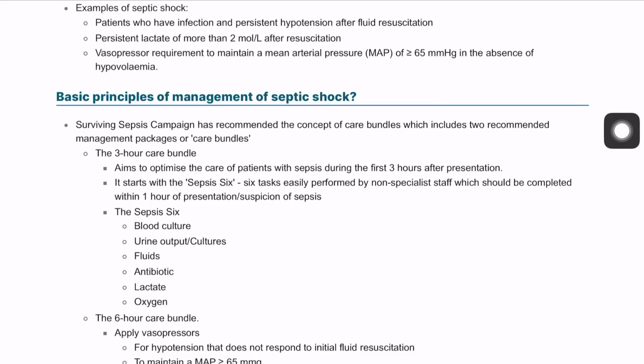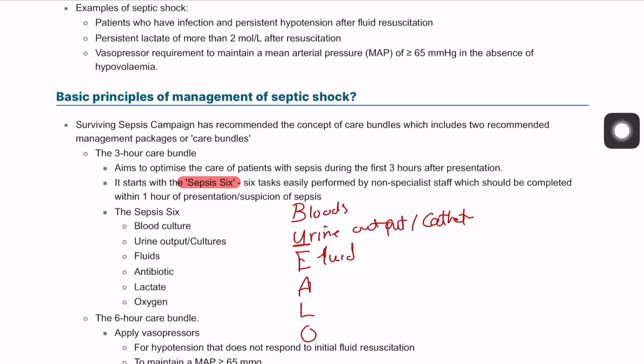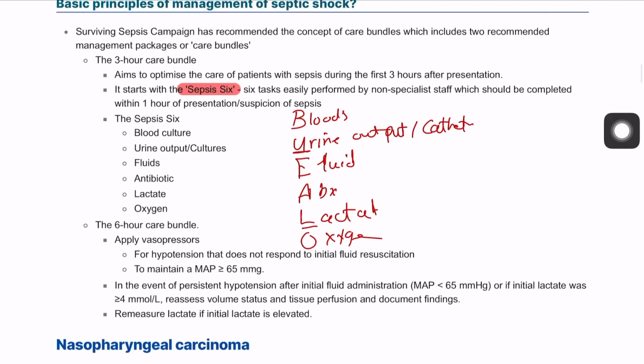So in the first 3 hours, we need to do something called Sepsis 6. And the way I remember Sepsis 6 is by the word BUFALO, with just one F. So B: you do the bloods, and you calculate the urine output and insert a catheter if needed. U is for urine output. F is for fluids, A is for antibiotics, L is for lactate and ABG, and O is for oxygen. Always start this 6-point treatment on any patient that you suspect might have sepsis.